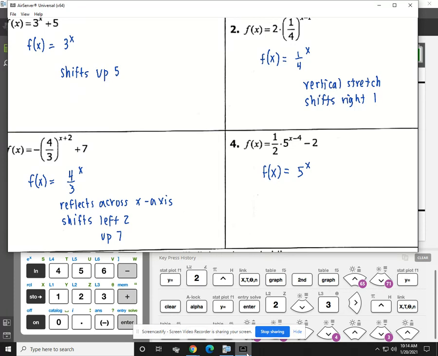Okay, look over there at number 4. The base of your exponent was just 5. So 5 to the x was your parent function. What changed? Well, there's a 1/2 out in front. So that's going to be a vertical compression.